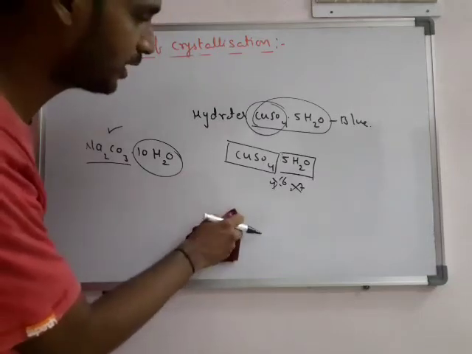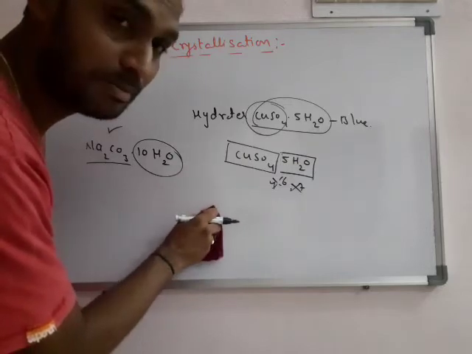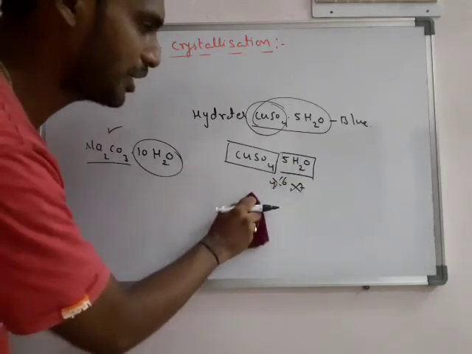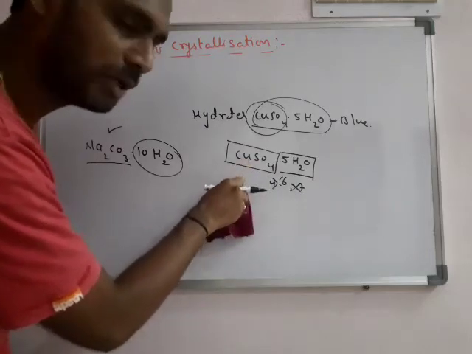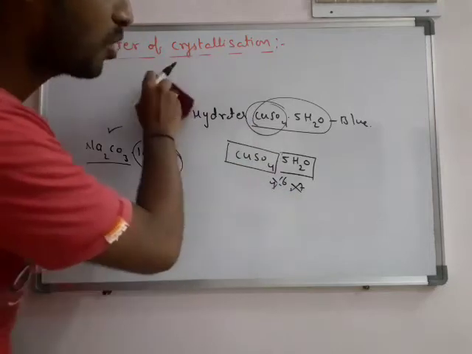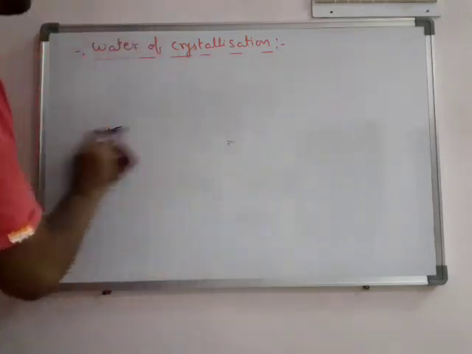So totally now we can conclude that these water molecules are loosely combined with the salts. When H2O molecules are loosely bound to a salt molecule, they call it the water of crystallization. Okay, so now we read the definition.